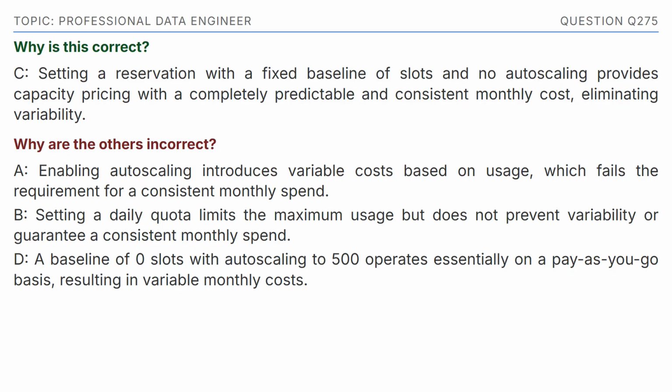Why are the others incorrect? A. Enabling autoscaling introduces variable costs based on usage, which fails the requirement for a consistent monthly spend. B. Setting a daily quota limits the maximum usage but does not prevent variability or guarantee a consistent monthly spend. D. A baseline of 0 slots with autoscaling to 500 operates essentially on a pay-as-you-go basis, resulting in variable monthly costs.